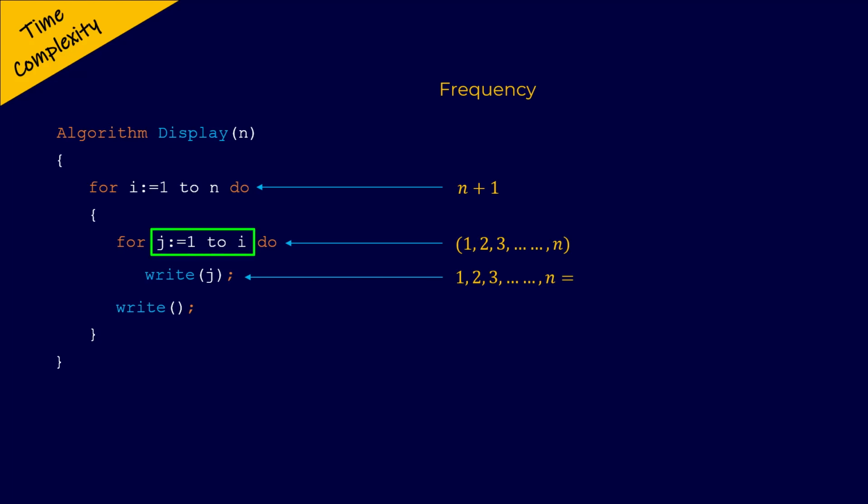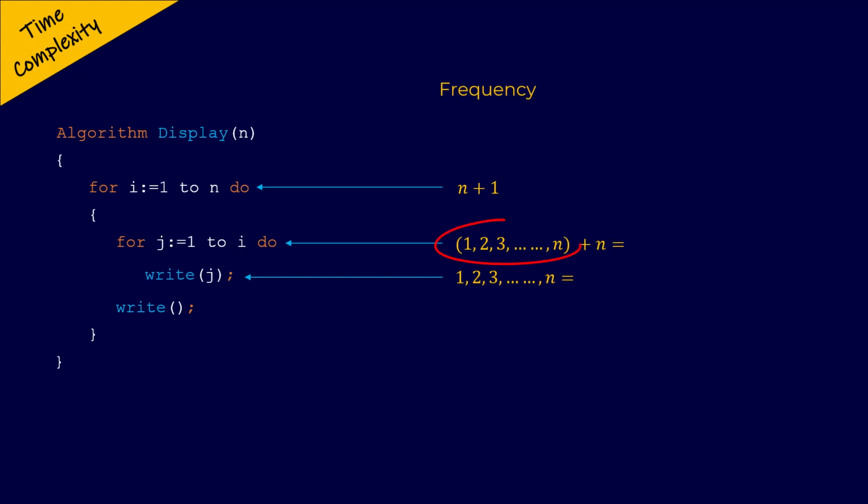Now, the for loop for j actually executes one more time for each iteration of for loop of i. So actually, the for loop for j will execute for one time, two times, three times, and so on till n times, plus n. Plus n is because the for loop of j actually executes one more time for each iteration of the for loop of i.